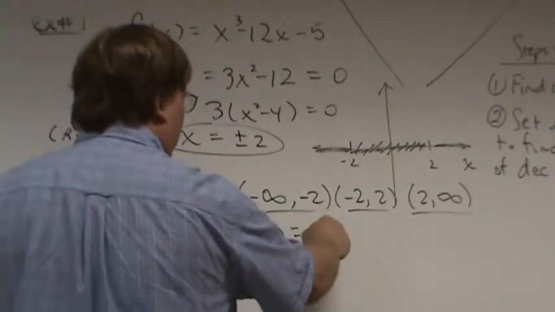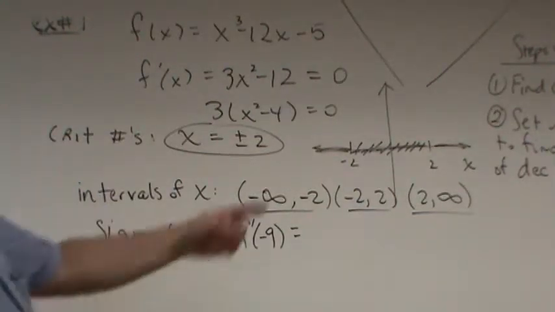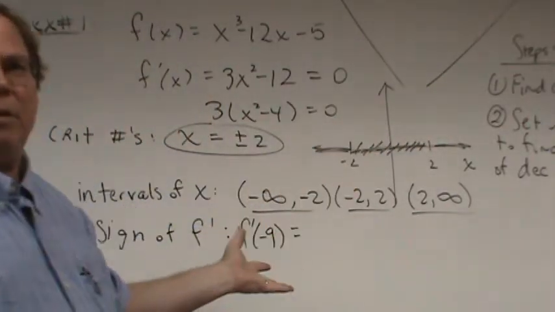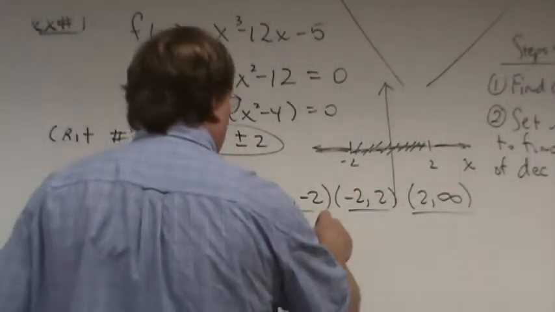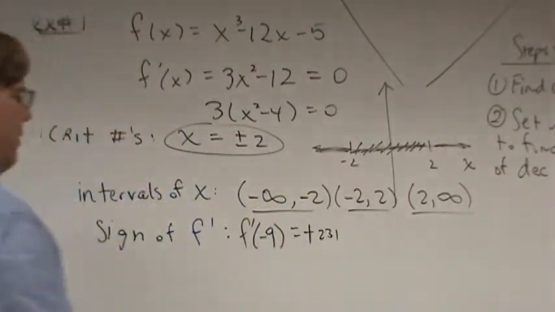Do I need to put the 231, or is all that matters that it's positive? It just matters that it's positive. Yeah, all that matters is positive. I just need to know whether I'm decreasing or increasing. I don't care what the value actually is. So this is a positive. Sure, it's positive 231, but we don't really care that it's 231.